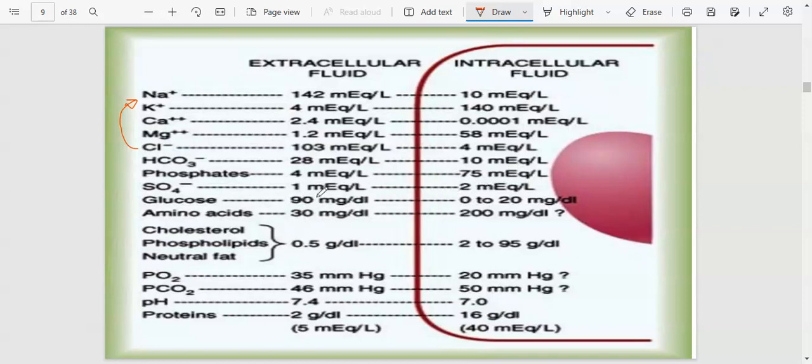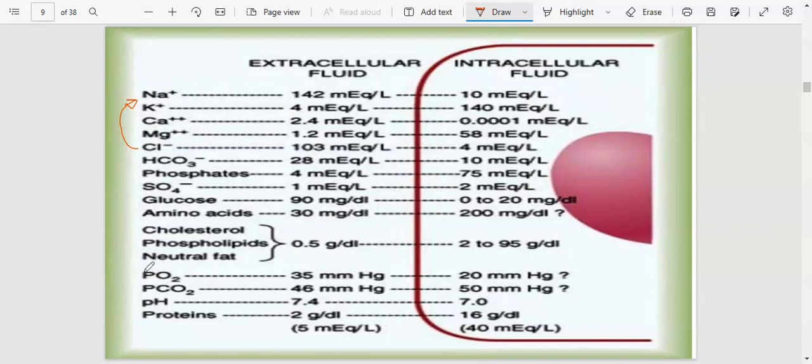Now, glucose is more outside the cell than inside the cell. Outside the cell, we've got about 90 milligrams per deciliter, but inside the cell it is about 0 to 20 milligrams per deciliter. We also have cholesterol, phospholipids, and neutral fat. These are basically lipids. We find that they are so low outside the cells, but much higher inside the cells. Outside the cells, about 0.5 grams per deciliter. Inside, 2 to 95 grams per deciliter.